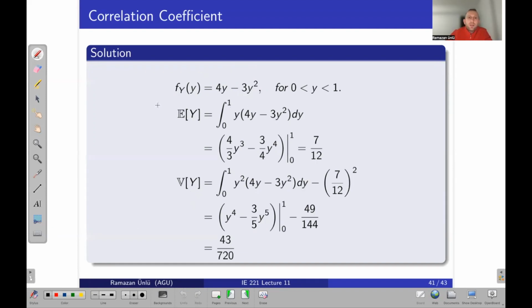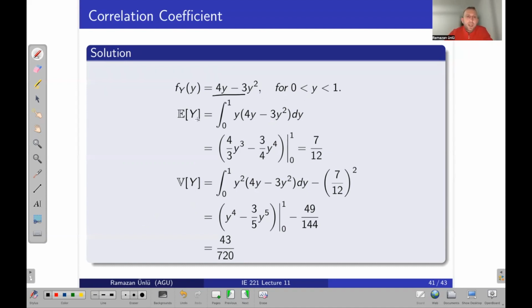And now we need to calculate the expected value of y and the variance of y. To do that, we need to reveal the marginal PDF of y. In this case, we will fix the y and we will integrate the joint PDF for all possible x values. We did this before and we get 4y minus 3y squared, okay? If you don't remember how we get this one, please just revisit the previous slides. That is valid for all possible y values.